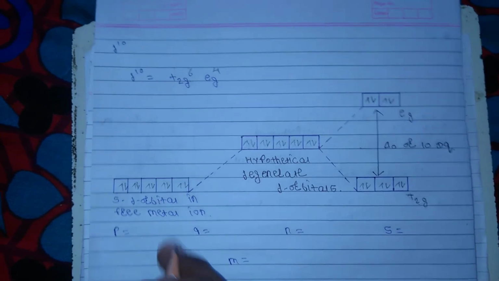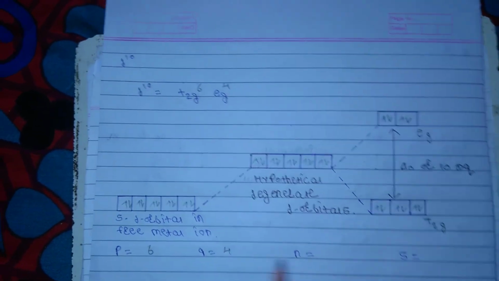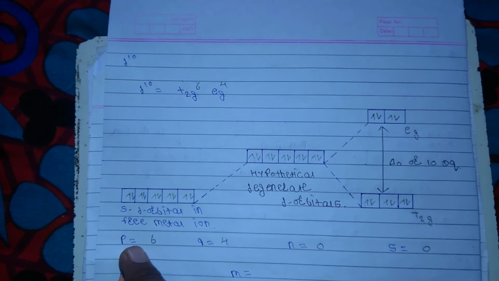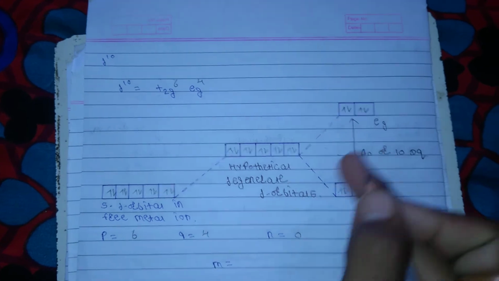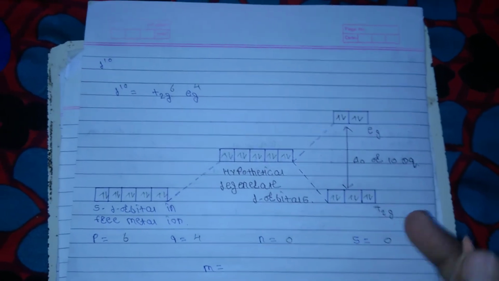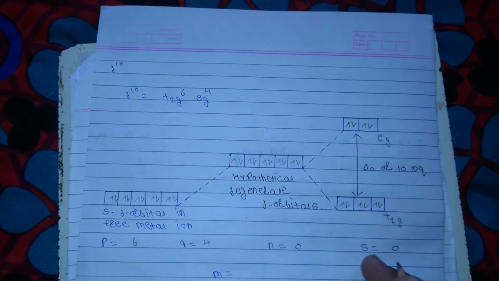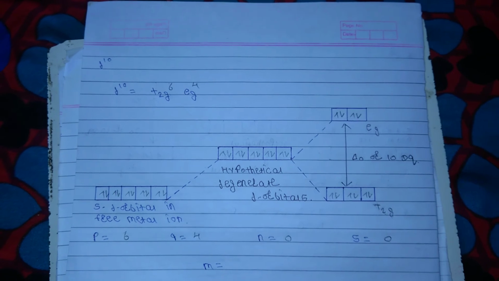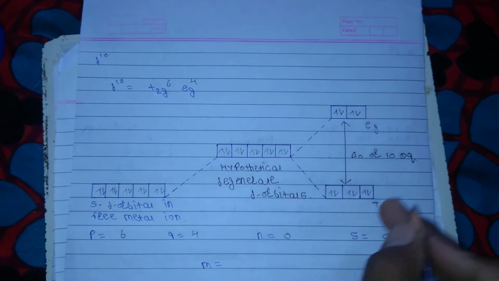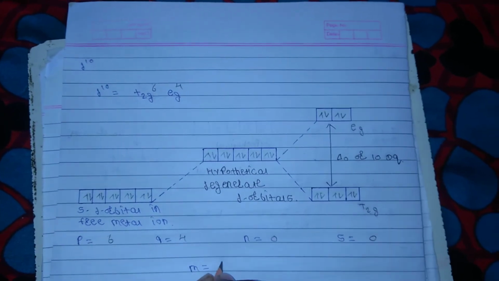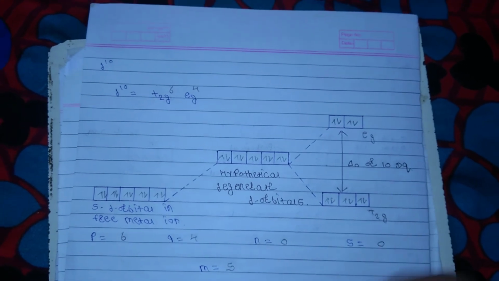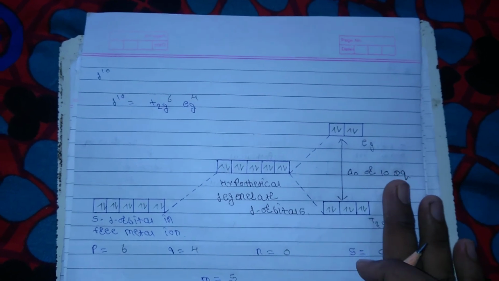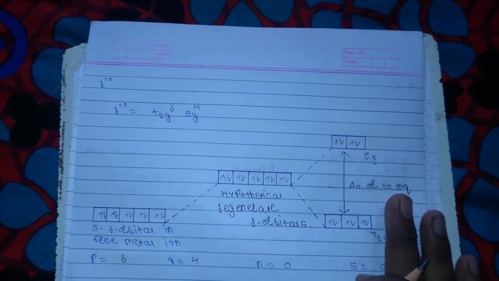So P is equal to 6, Q is equal to 4, N is equal to 0, S is equal to 0. P means the number of electrons present in the t2g set, Q means the number of electrons present in the eg set, N means the number of unpaired electrons in t2g and eg, meaning 0, and S, the resultant spin, is n by 2, meaning 0. And M is equal to the number of paired electrons in the t2g and eg, which is 5. So this is all about the distribution of the dx electrons in octahedral complexes on the basis of low spin. Low spin means the strong field ligand. Thank you.